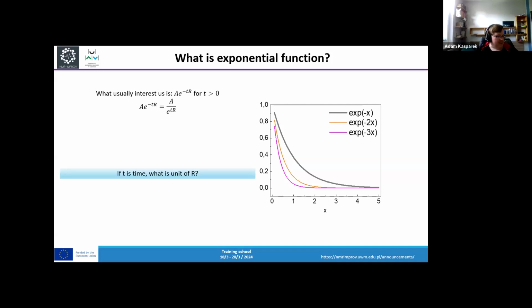So now the question is for you, because t obviously is the time in this case, because usually when we write small t in physics, it's either temperature or time. In this case, it's time. So if t is time, what is the unit of r? As usual, I will give you 1-2 minutes.